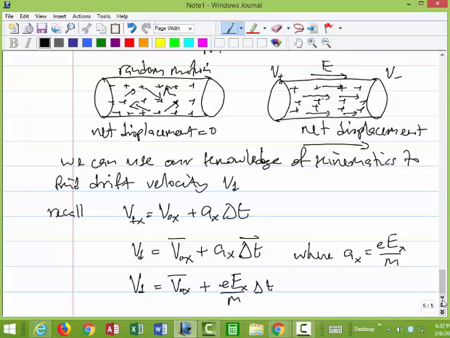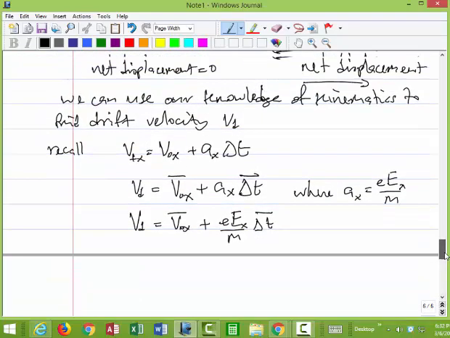But we can say that since initially we had a random thermal motion, when we apply the electric field, then the average time is called the average time between collisions, or mean time between collisions, of the charges as they go through the material.